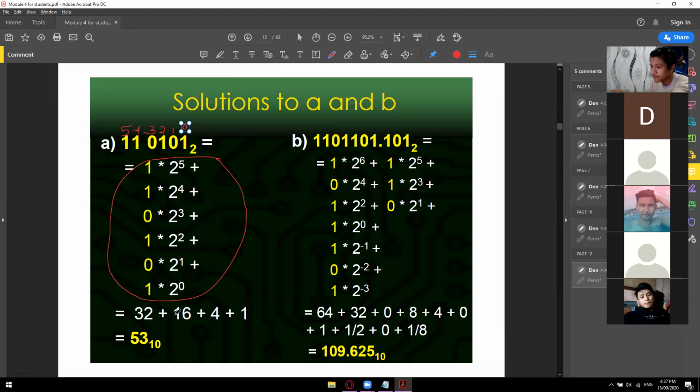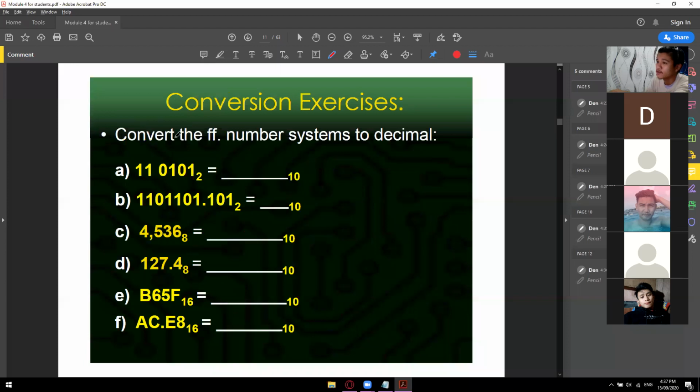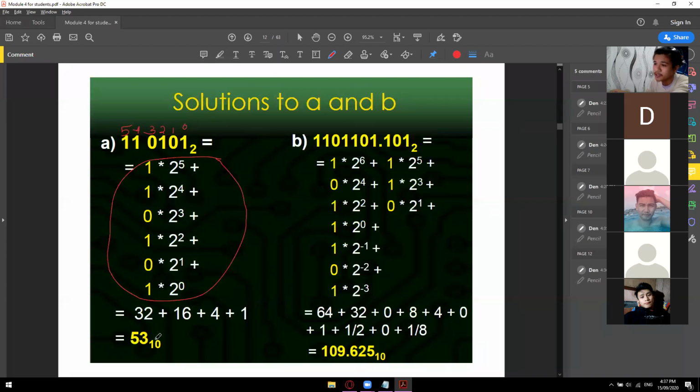And then just add everything. 32 plus 16 is 48, plus 4 is 52, plus 1 is 53. And then, do not forget to include the base, which is 10. So, ito yung pinaka-unit nyo. Okay? So, dito, tinatanong tayo na i-convert natin yung mga following numbers into decimal. So, ito yung indicator na na-convert nyo na itong base na to into decimal.